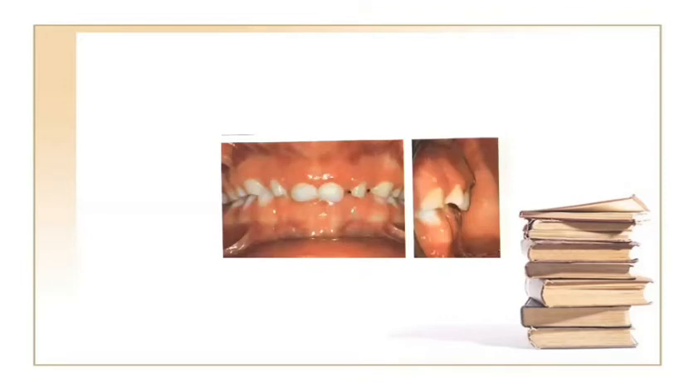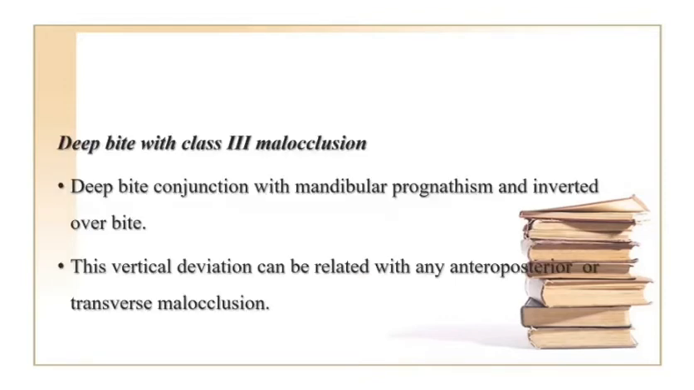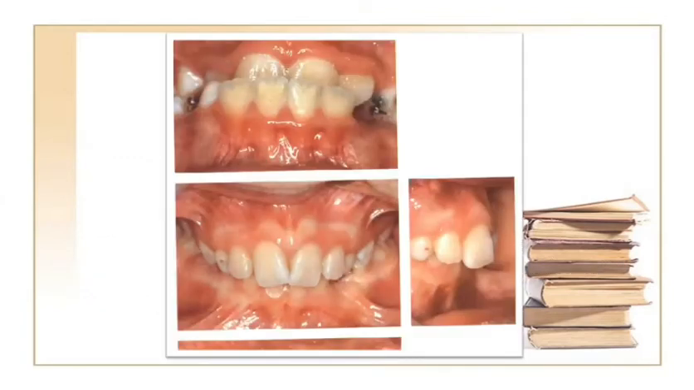You can see in this diagram deep bite with class 3 tendency. In that, what happens? Your mandibular prognathism and inverted overbite can be seen. In this case, vertical deviation can be related with any anterior, posterior, or transverse malocclusion. In the first diagram you can see the mandibular anteriors, class 3 tendencies there. Usually negative overjet is there.